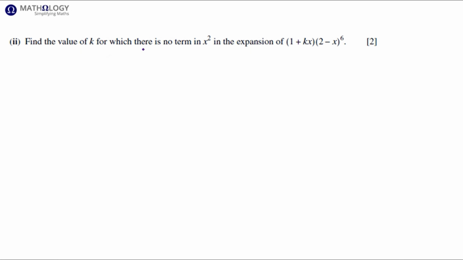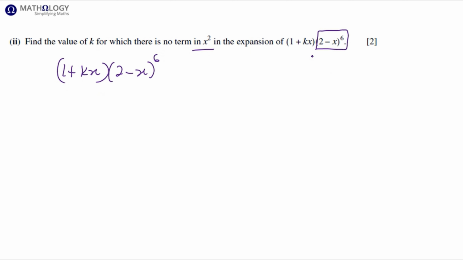Find the value of k for which there is no term in x squared in the expansion of 1 plus kx times 2 minus x to the power of 6. Now, the reason for the previous question, finding the first three terms of this expression, is that we only need the first three terms to answer part 2 of the problem. We're looking for terms in x squared. Don't worry about the semantics of the problem. We're looking for the coefficient of the x squared terms.